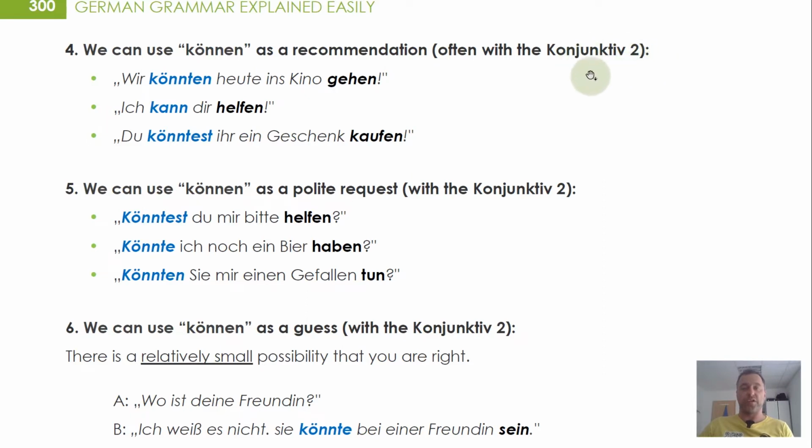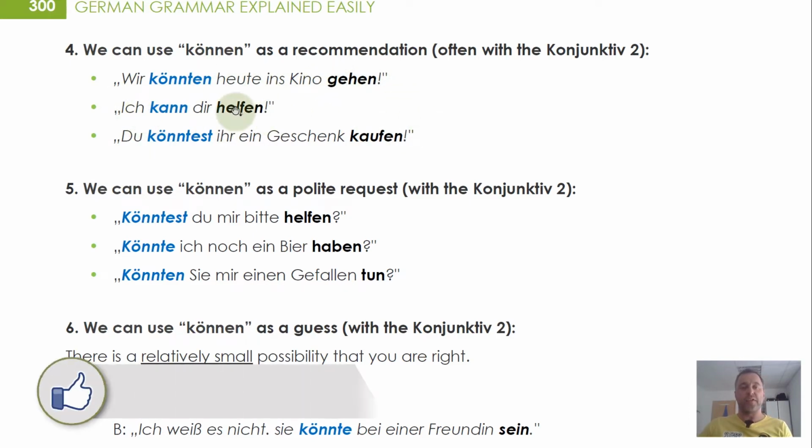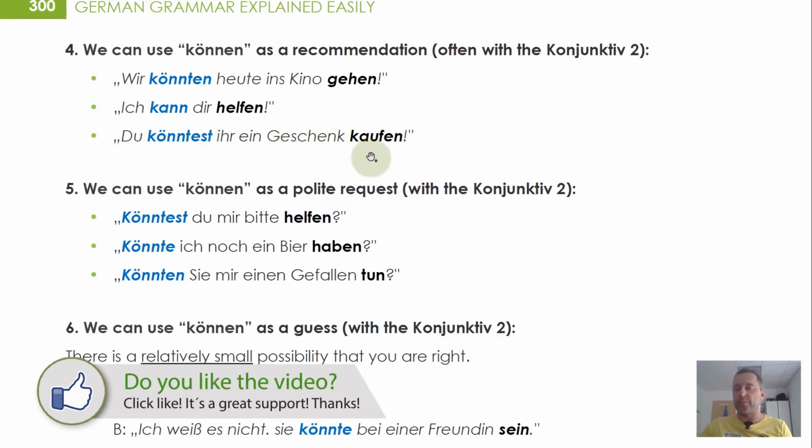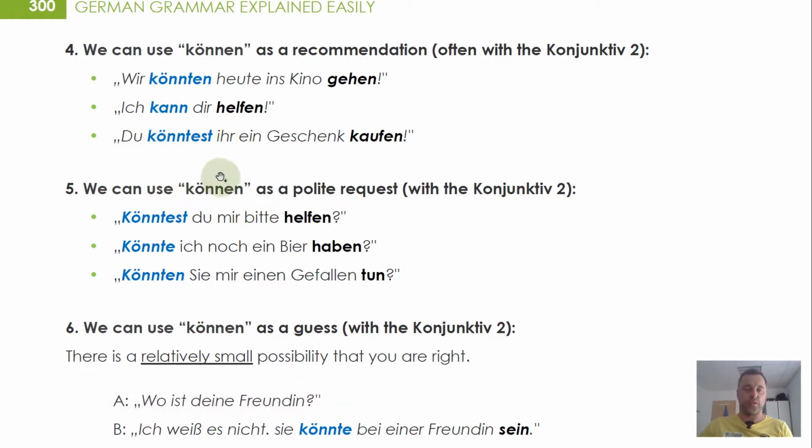And können has more use cases, so we can also use it as a recommendation, also here often with the Konjunktiv 2. Wir könnten heute ins Kino gehen, so we could go to the cinema today. Ich kann dir helfen, so I can help you. Du könntest ihr ein Geschenk kaufen. You could buy her a present. It's pretty much here in those use cases the one-by-one translation from English to can.